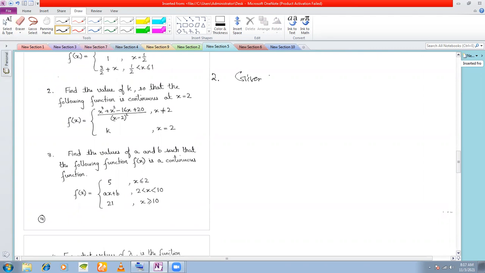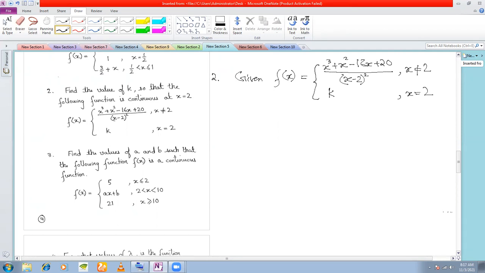So given here, f(x) is equal to x cube plus x square minus 16x plus 20, divided by (x minus 2) whole square. This is when x is not equal to 2. And the value of f(x) is a constant k when x is equal to 2.